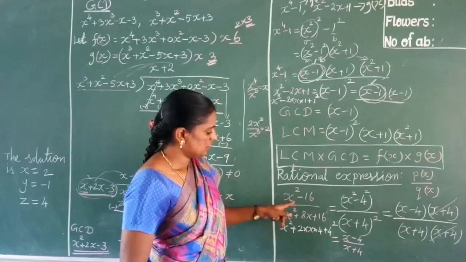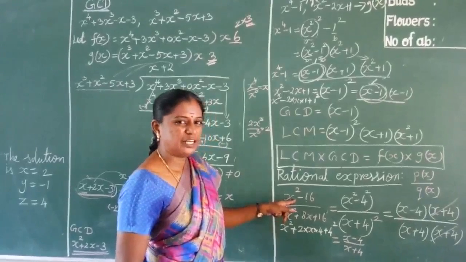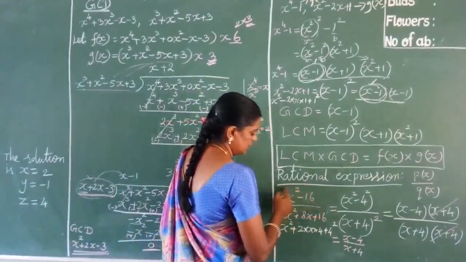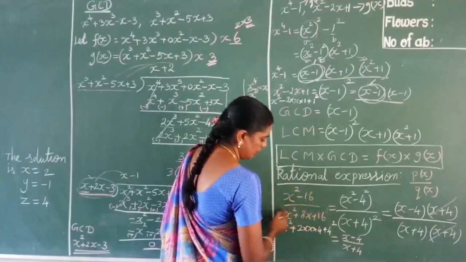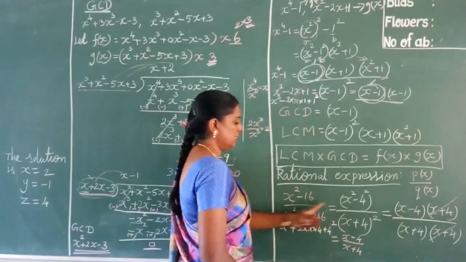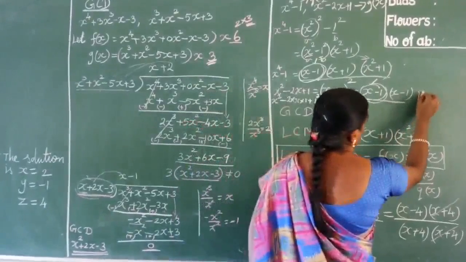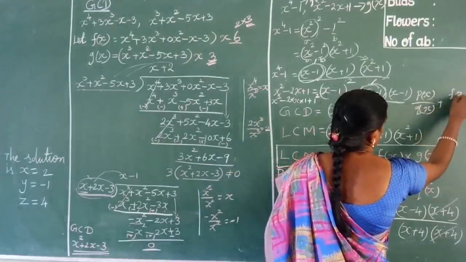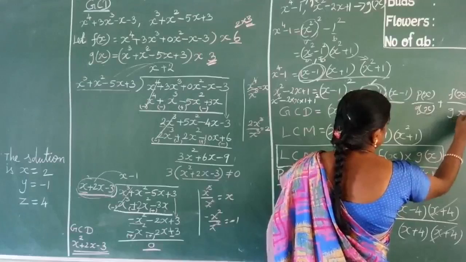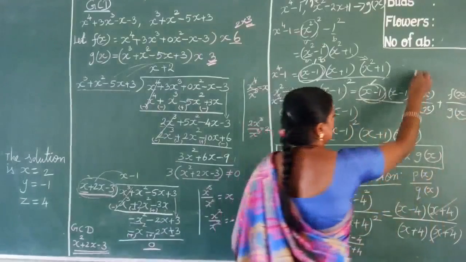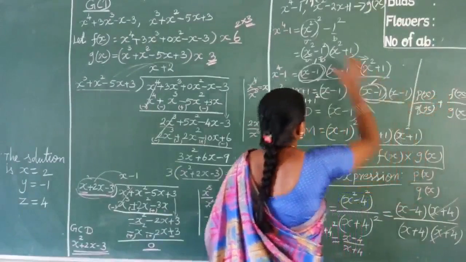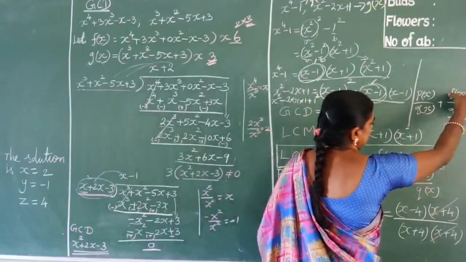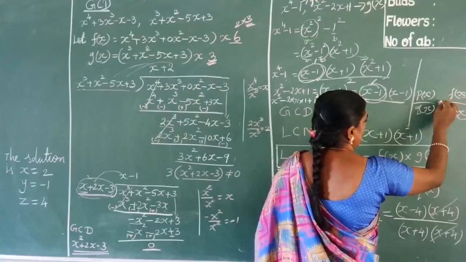In this method we see addition, subtraction, multiplication and division. The same method: numerator separately you simplify, denominator separately you simplify, and then add. So p of x by q of x plus f of x by g of x. Separately simplify p of x, q of x, f of x, g of x separately, and then add.